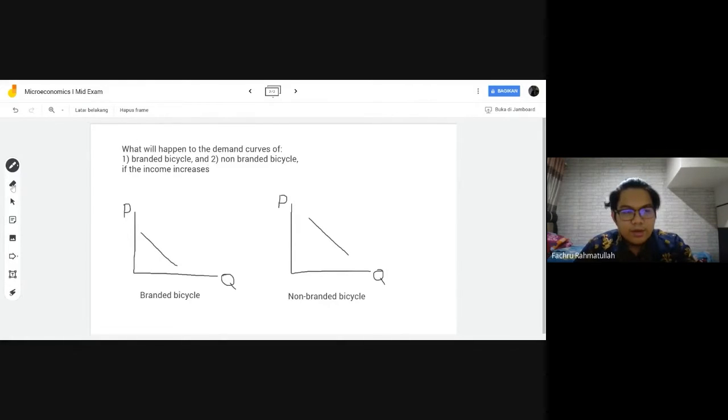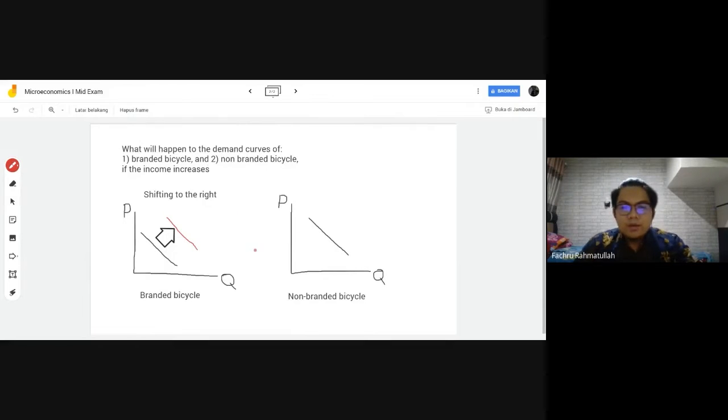What happened to the graph? Because it's only on the quantity, it will change. It's called shifting to the right. Okay, and what happened to the graph? It will be right here.